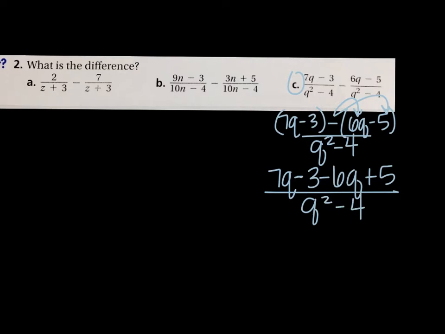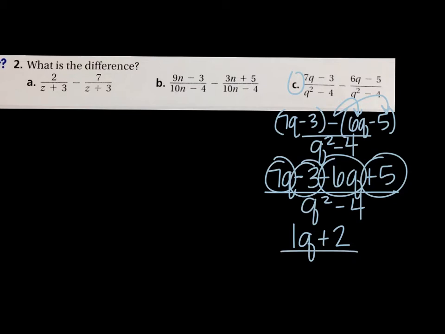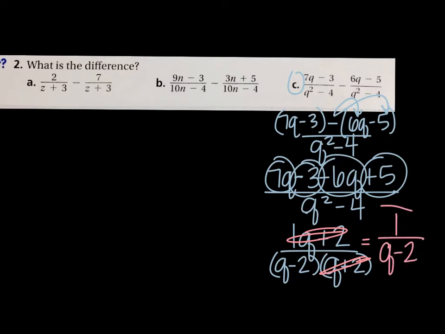Simplify: 7q minus 6q is going to be 1q. Negative 3 plus 5 is going to be plus 2. And then in the bottom I've got q squared minus 4. This one is actually very easy to factor because it's a difference of two squares. So you're going to do q minus 2, q plus 2. And you'll see that q plus 2 is in the top and the bottom, so you can factor it. Cancel it, and you get 1 over q minus 2.